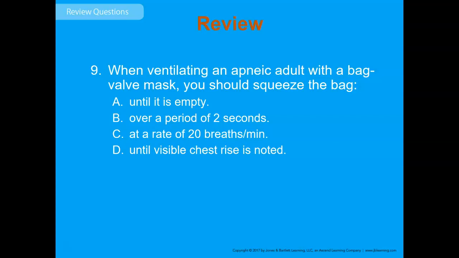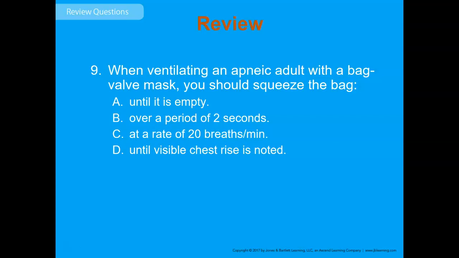Do we want to empty that sucker out? Remember, we talked about tidal volume being around 500-ish. We also talked about an adult bag being around 1,000-ish. Okay. You should squeeze the bag, B, over a period of 2 seconds. Squeeze the bag at a rate of 20 breaths a minute. Okay, let's talk about that for a second. That almost seems a little fast, doesn't it? Because we wanted to do it once every 5 seconds.